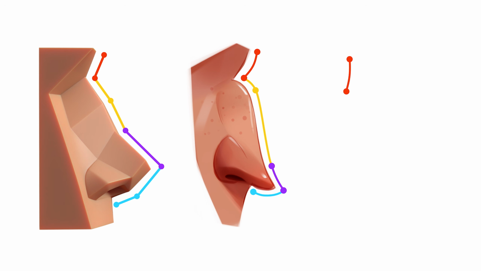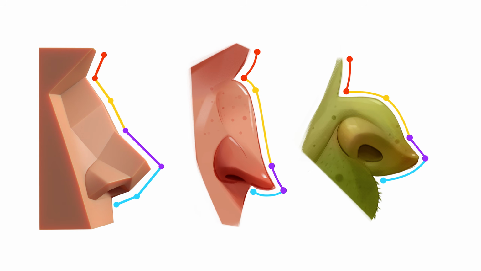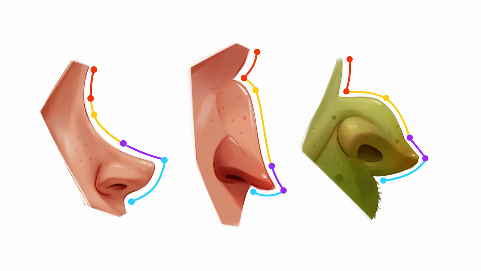Or here is another one. It's all about modifying those sections. This one could be used for an orc character, for example. Or here you can see that we can simplify the whole section to just two clean curves. It's super simplified and smooth. This could be a nose for an adult female character, for example. Take a look at Elsa's nose from Frozen.